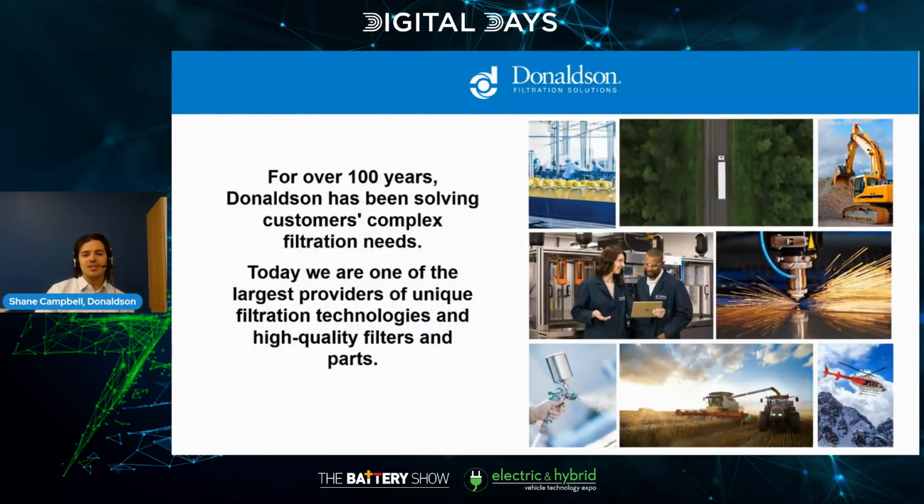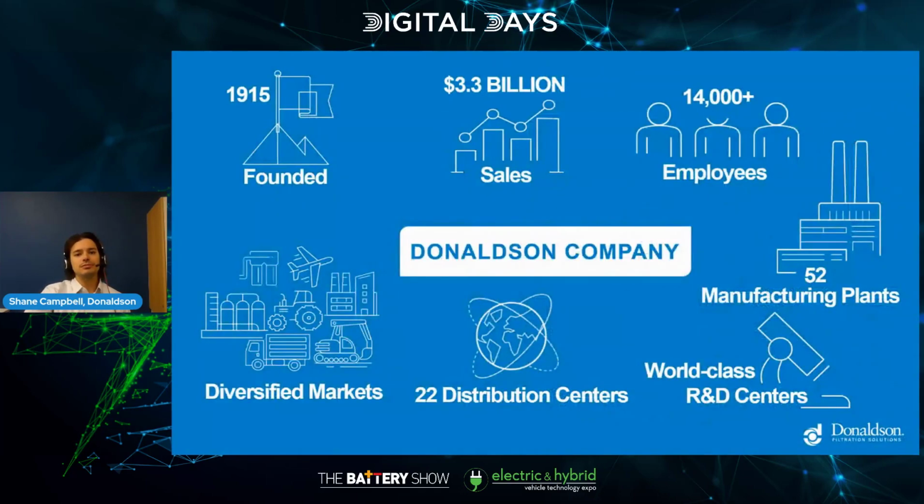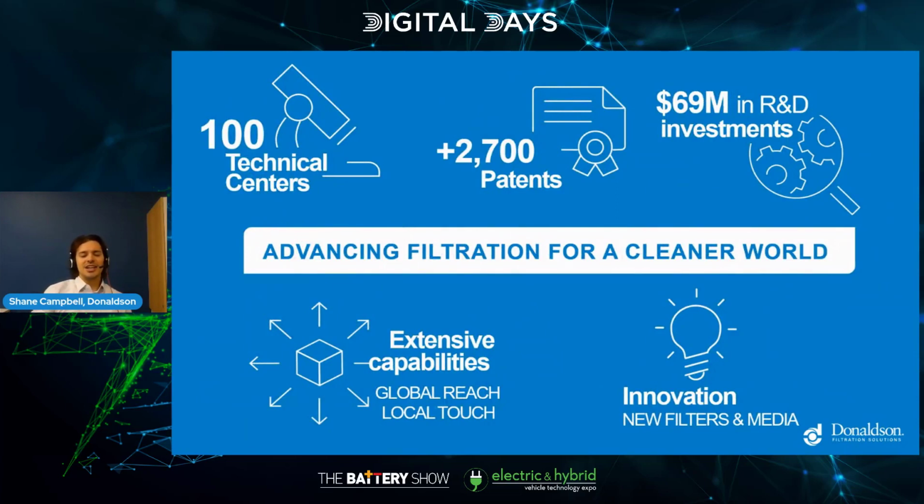So Donaldson Company has been around for over 100 years, solving many different filtration problems. We were founded in 1915, but we've continued to grow in many diversified markets. We are located all around the world and have over 14,000 employees. At Donaldson, technology is our number one focus. We have over 100 technical centers where we are constantly looking at what new materials and filtration technologies can help solve our customer problems.